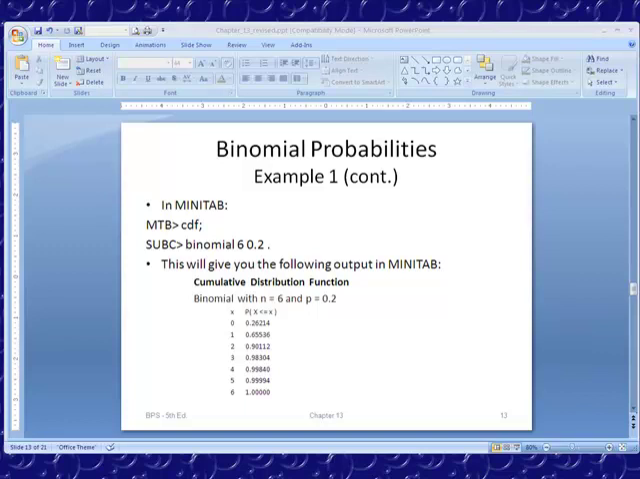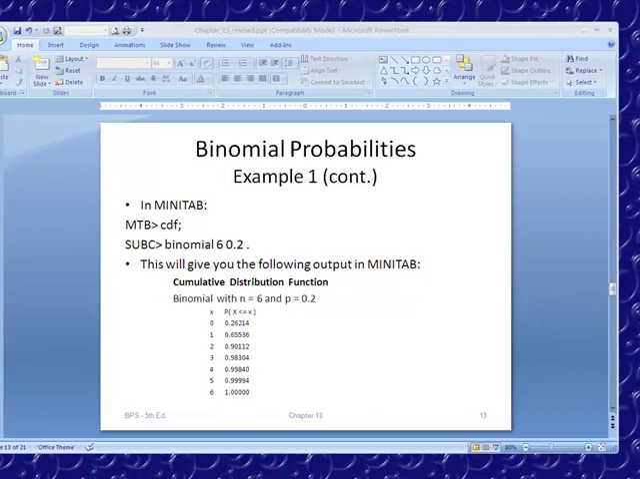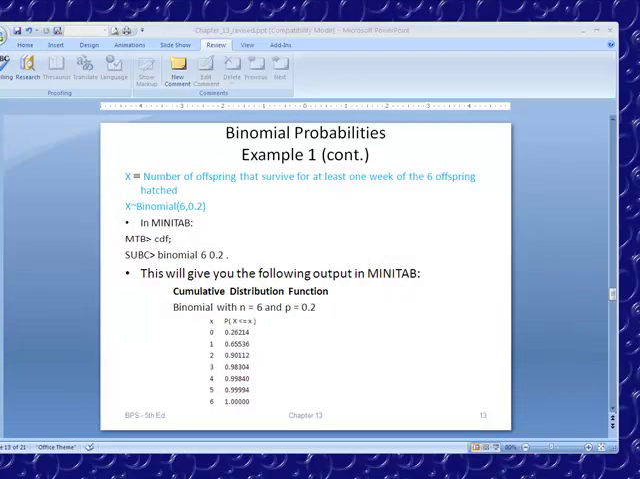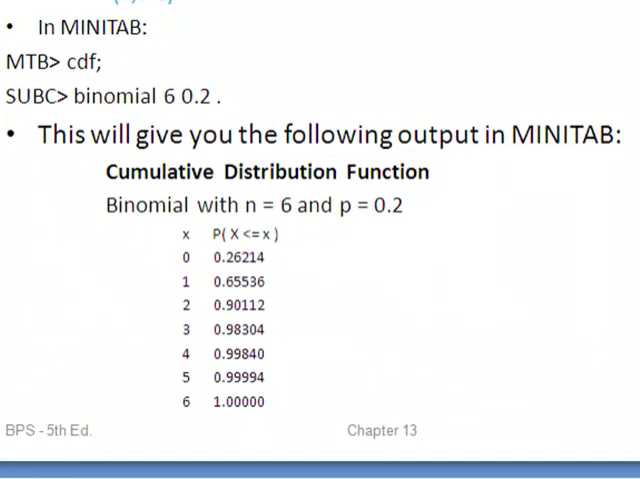And now I can use the CDF command in Minitab to get the cumulative distribution function. So let's see how that works. X is the number of offspring from this particular reptile that survive for at least 1 week, of the 6 offspring that were hatched. So X is binomial, and its parameters are 6 and 0.2. N is 6. The probability of success is 0.2. So in Minitab, I would put in these 2 commands, CDF, semicolon, hit enter. Then the subcommand would automatically pop up. And I'd say binomial and give the parameters n and p. So I put 6 and 0.2, and end my subcommand with a period.